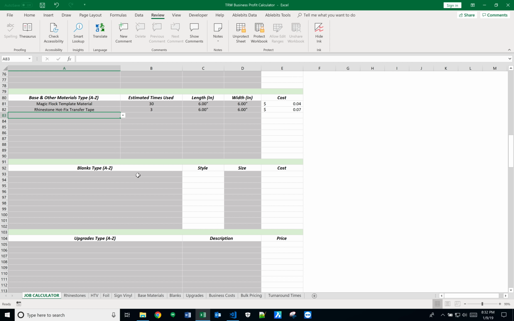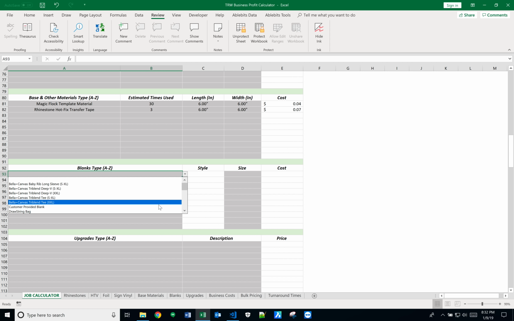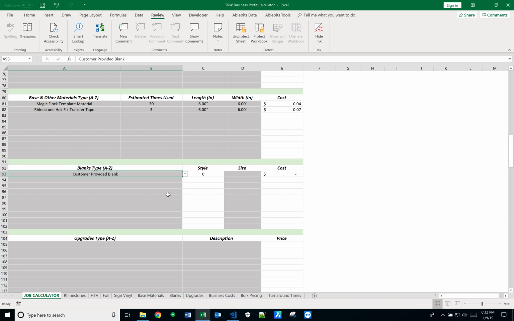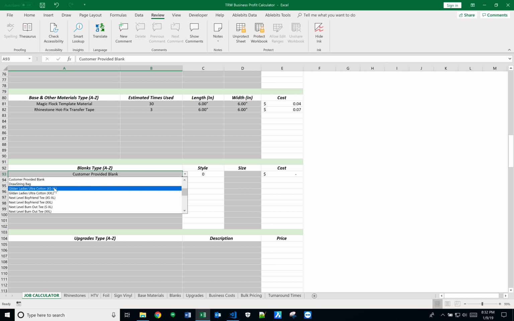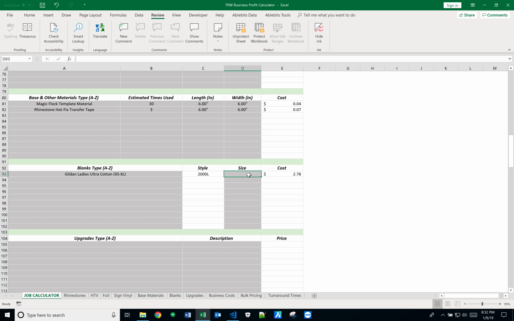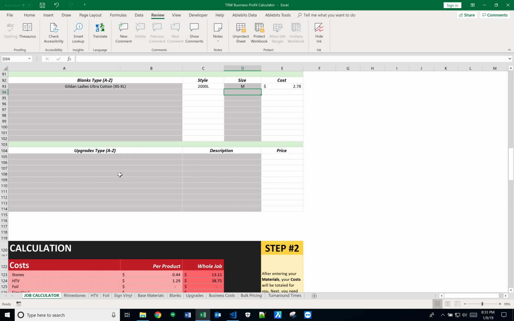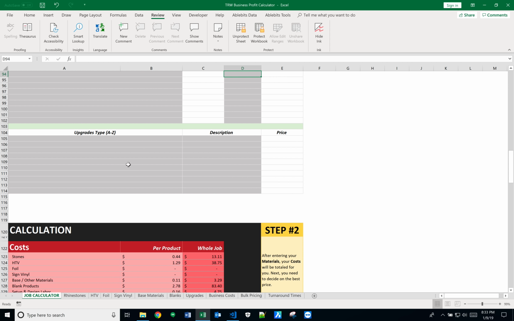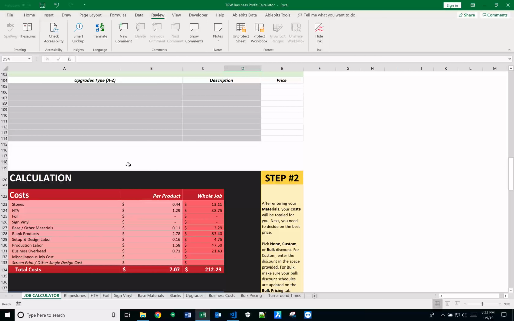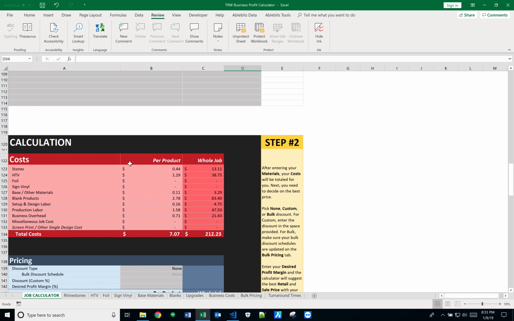Okay, blanks. Well, T-shirt, let's say the customer brought their own. You could do customer provided, and it wouldn't cost anything, or we're going to provide them the shirt. Let's go with the Gildan Ladies Ultra Cotton. We'll add that, and then size, and then you'll notice the cost here. This is your cost. Keep in mind, this is not the price. This is not what you're charging the customer. This is your cost for the shirt. Lastly, there's a section for upgrades, but there are no upgrades for this order currently, so we'll skip that.